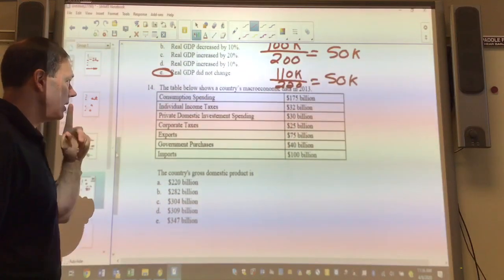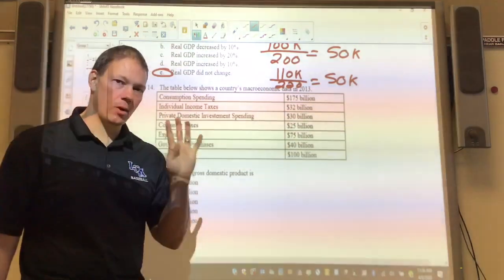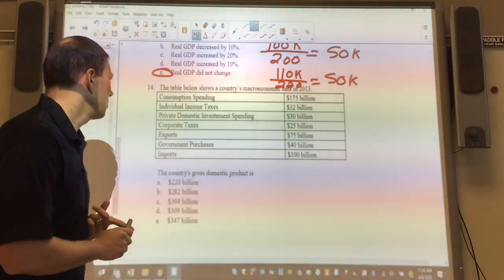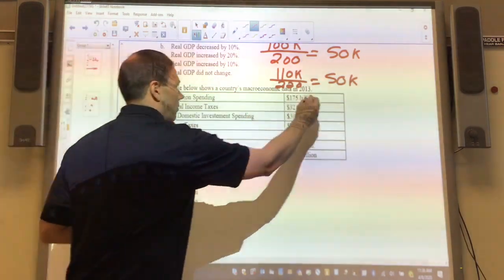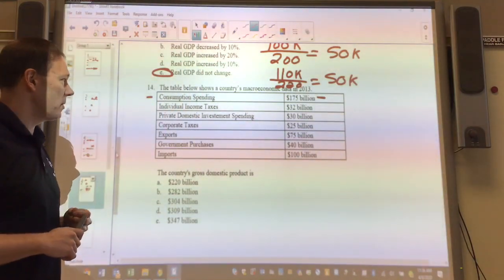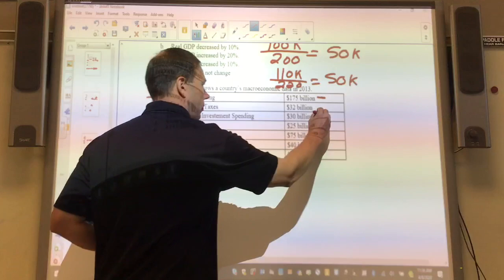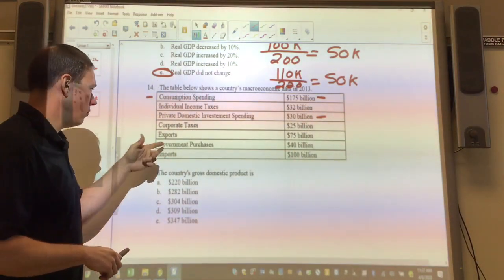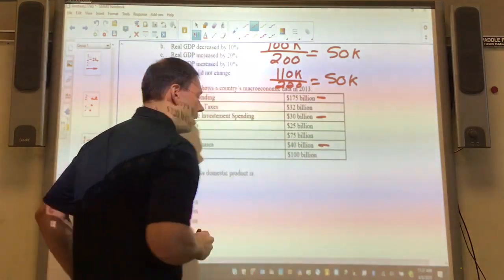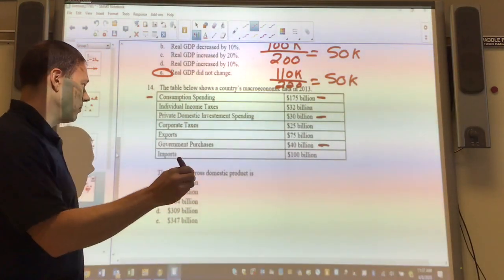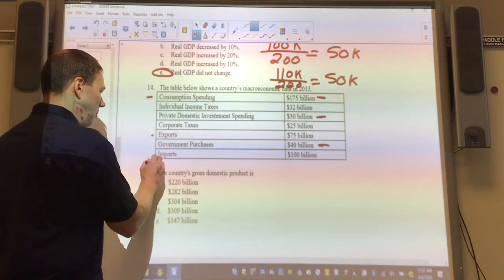Look at number 14. All right, so what do we know? 4 things that go into GDP. It's important to know these 4 things. You've got consumption, which is this guy right here. Okay, put a mark over there. You've got gross private domestic investment, which is the 3rd line right here. You've got government spending, which is government purchases. And then you've got net exports, which is exports minus imports. So we're going to do this one minus this one.